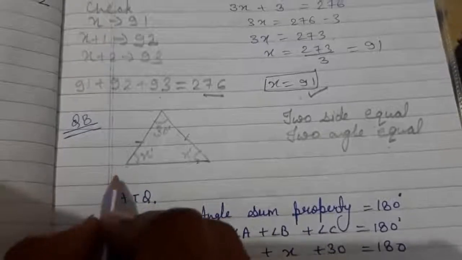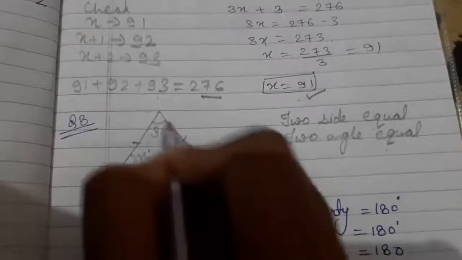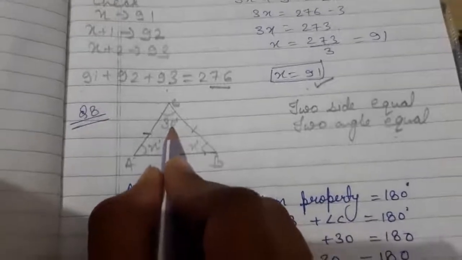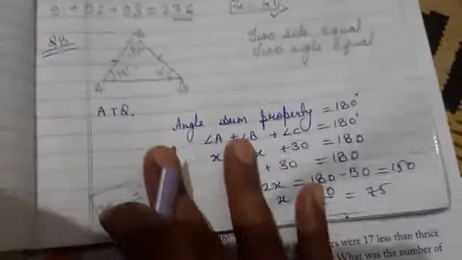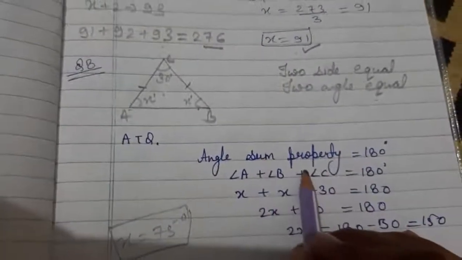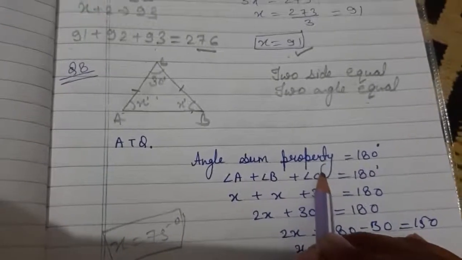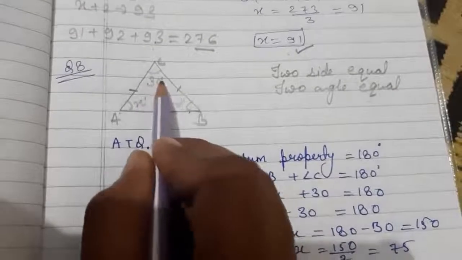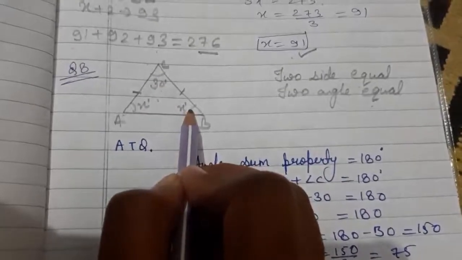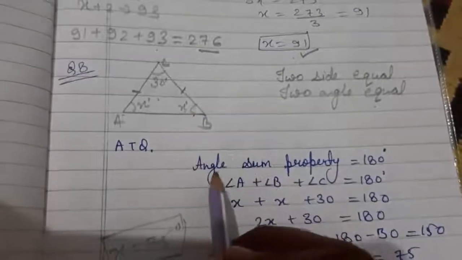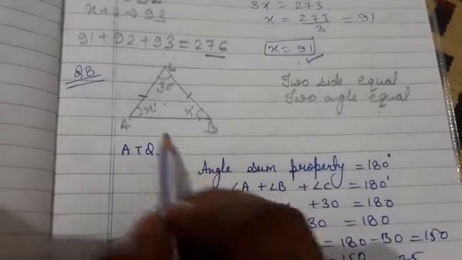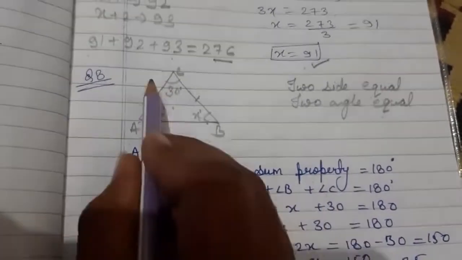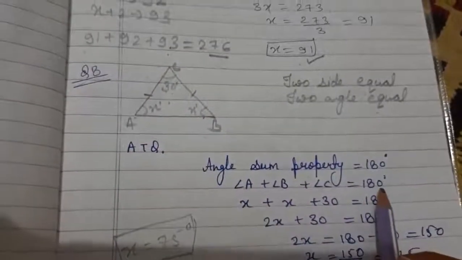And here in this question, only one angle is given, 30 degrees. So we are using our angle sum property. You have to learn this angle sum property already. What is the angle sum property in a triangle? The sum of three angles in a triangle is equal to 180 degrees. So you add angle A plus angle B plus angle C, and it is equal to 180 degrees.